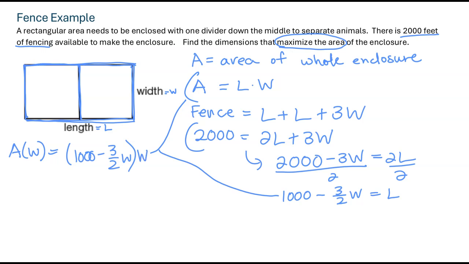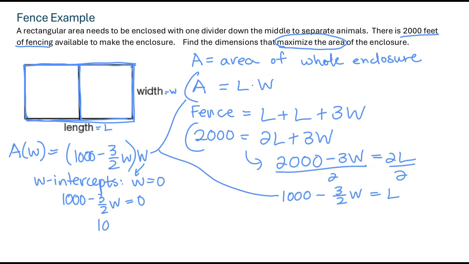Even better than that, it's in factored form. And right now what we know is how to get a vertex if you're in factored form. So what I need to do first is find the two W intercepts. What makes the factor 0? One of them is W equals 0, that's just pulling that factor down. The other one is 1,000 minus 3/2 W equals 0.